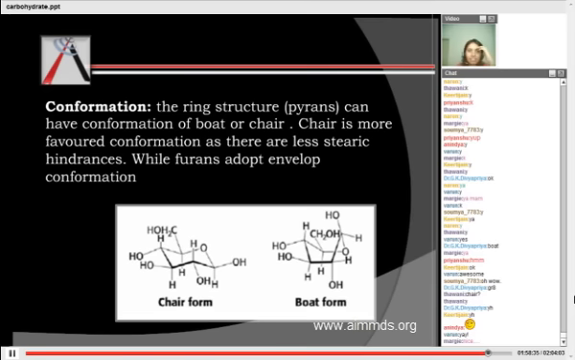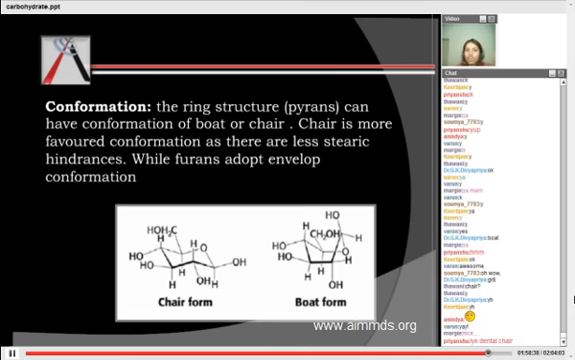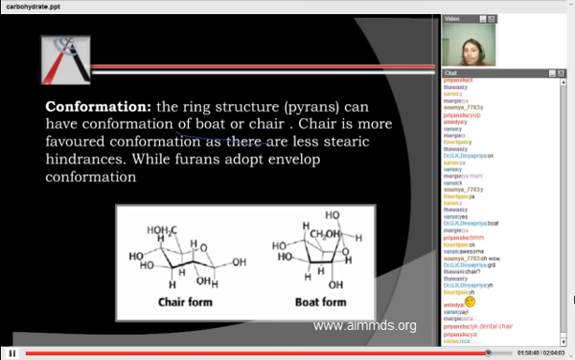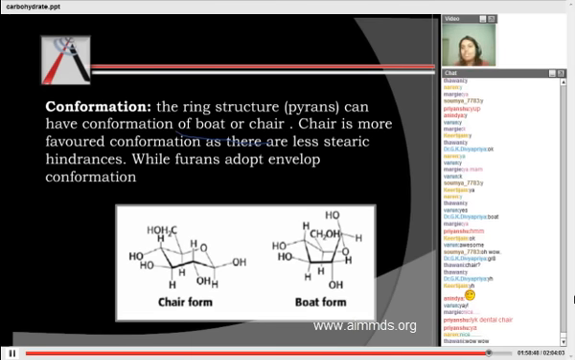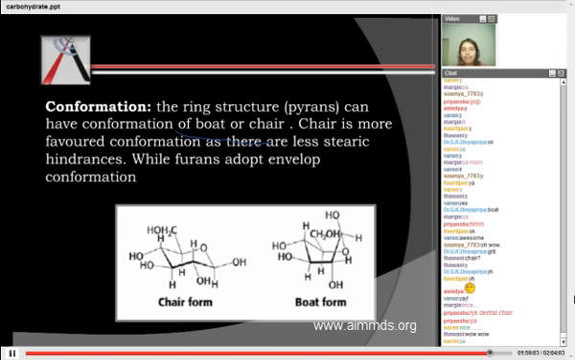Now let's see the facts about it. The ring structure can have a boat or a chair conformation. Chair is the more favored conformation because there is less steric hindrance. Why do we have these conformations? We have them because we have so many molecules of different charges over there. They repel, they attract and all those things. That is why we have various conformations, and out of these, the chair is the more favored one. We'll not go into the details of how the charges work.